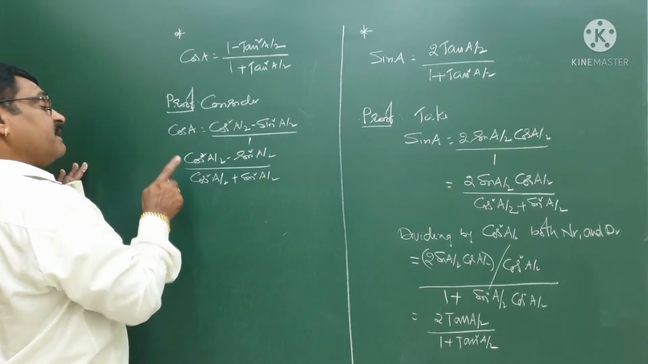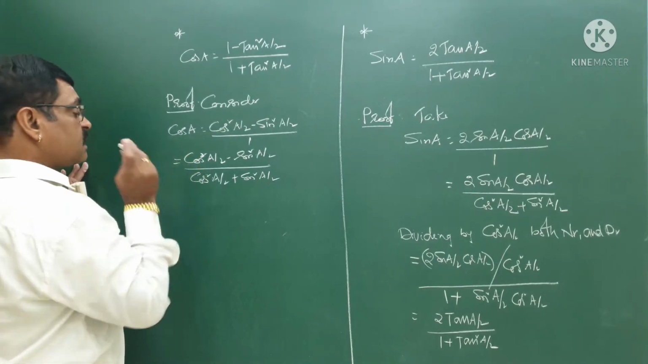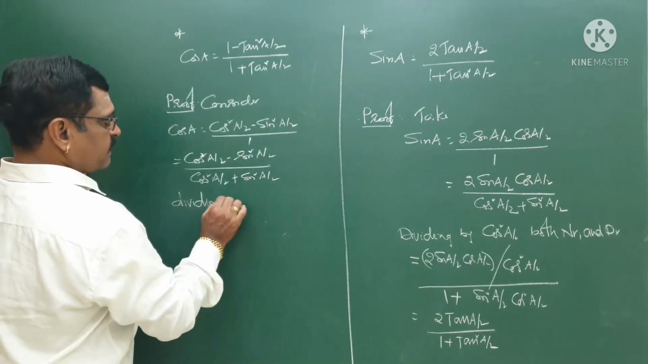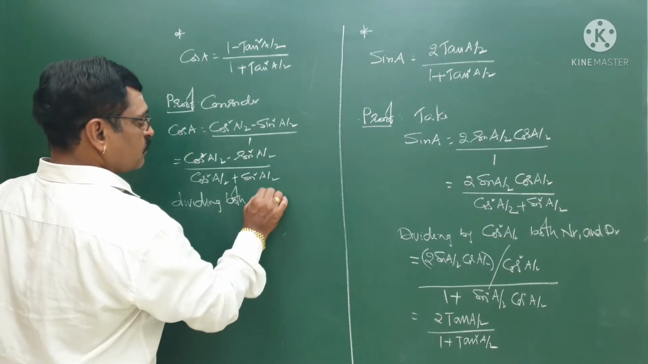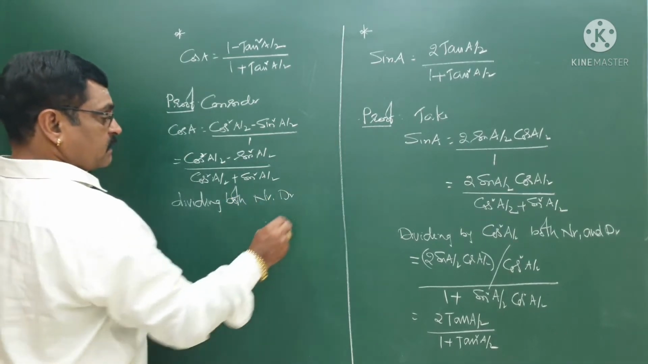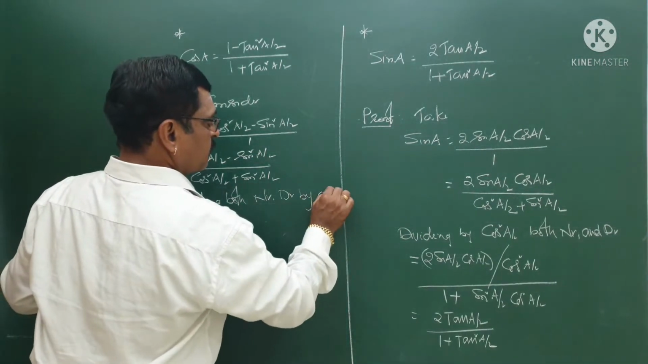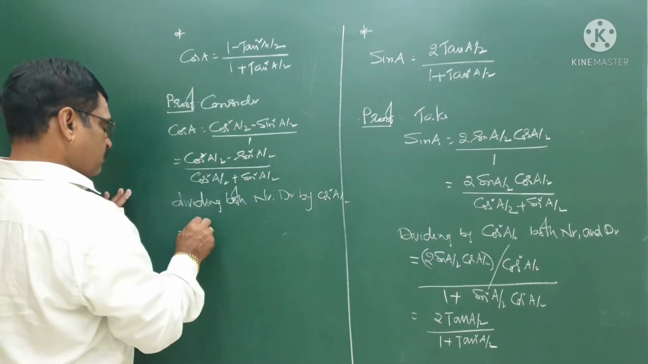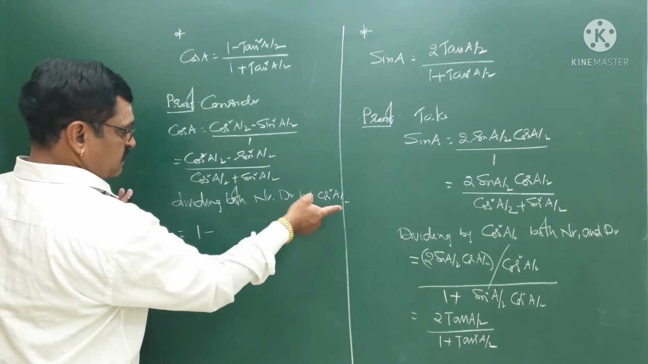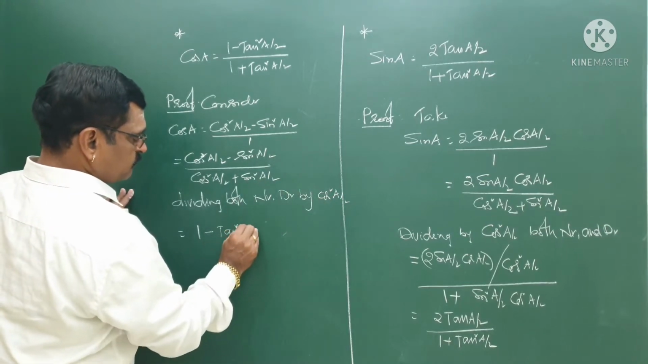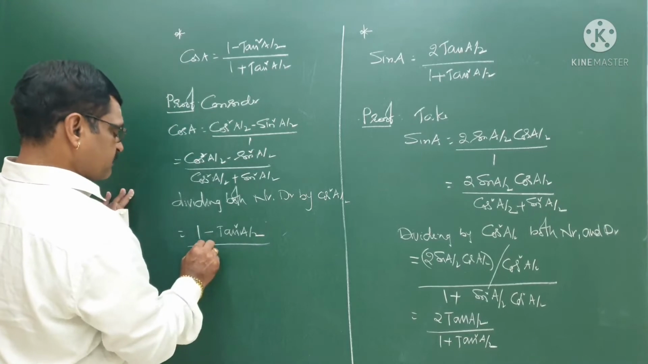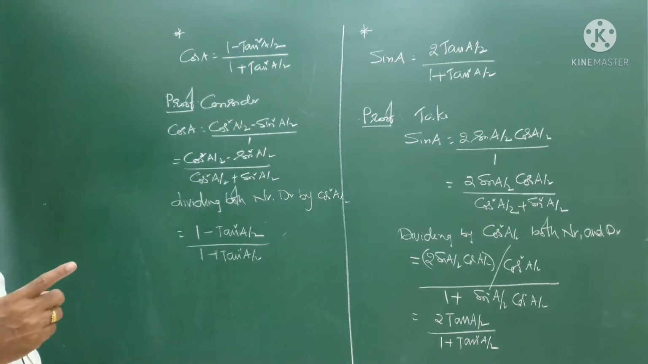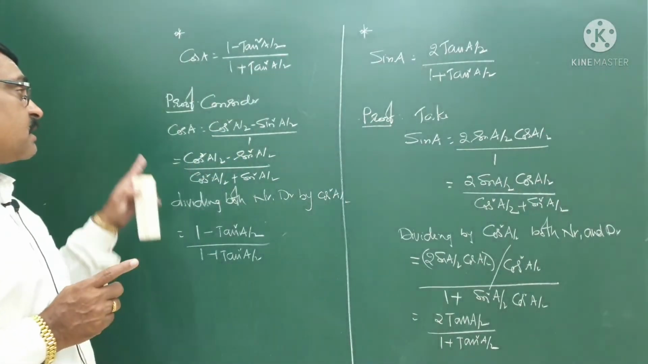Now same technique, divide both numerator and denominator by cos square a by 2. Obviously cos square a by 2 by cos square a by 2 is equal to 1. Sin square a by 2 by cos square a by 2 is tan square a by 2. By same thing, 1 plus tan square a by 2. So we have sin a and cos a in terms of tan a by 2.